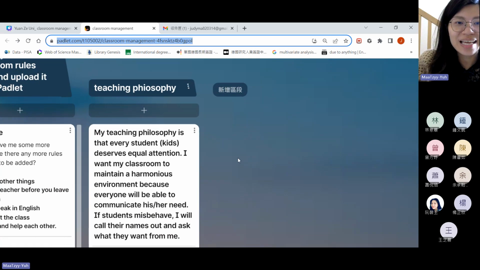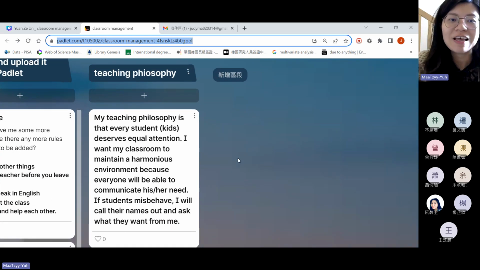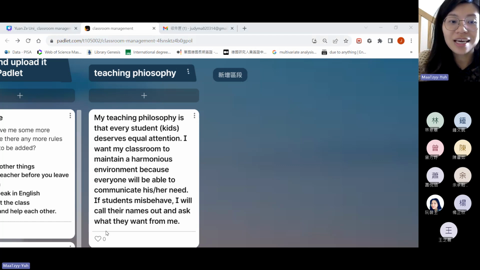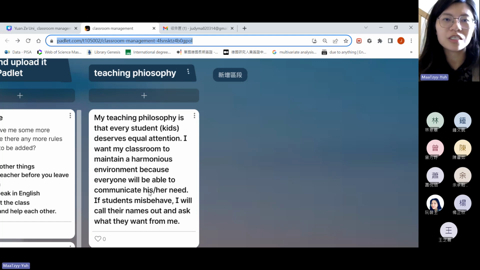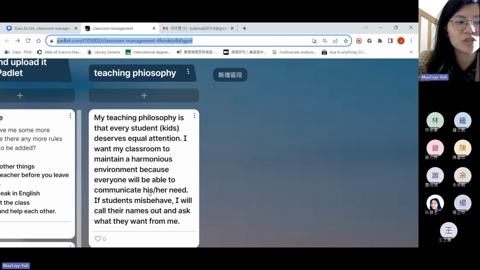The first one says that my teaching philosophy is that every student or kid deserves equal attention. Yeah, that's very important. Every kid, like the ones who don't speak up that often or who are very shy, they need the teacher's attention. If you pay attention to them, then it's more likely that they will pay attention to the class and to you. So yeah, I think that's a really good one.